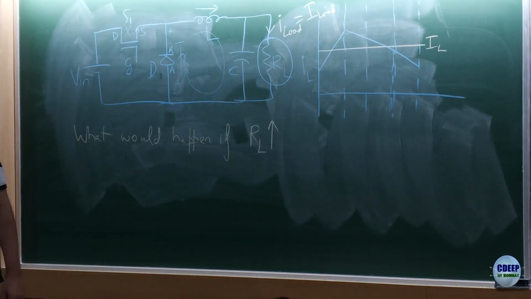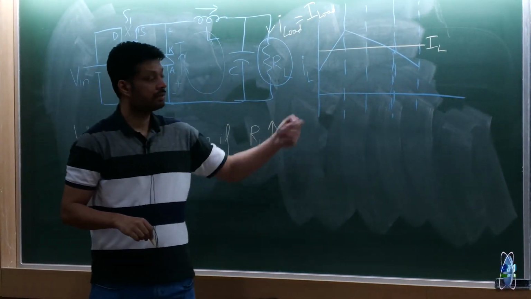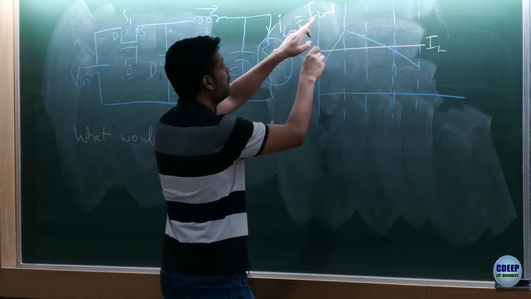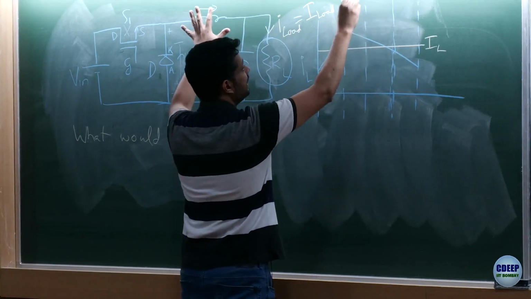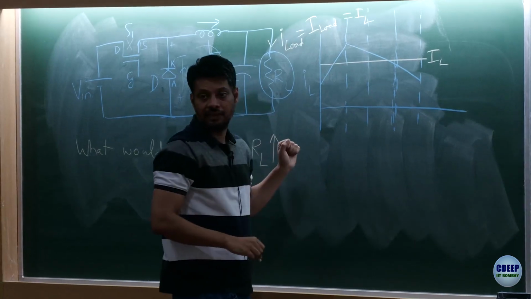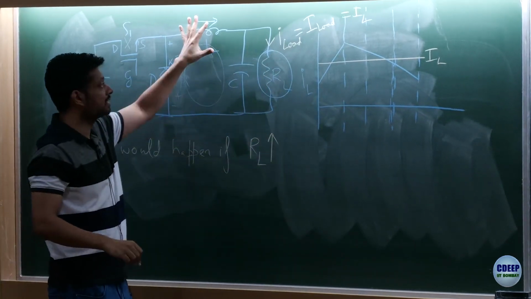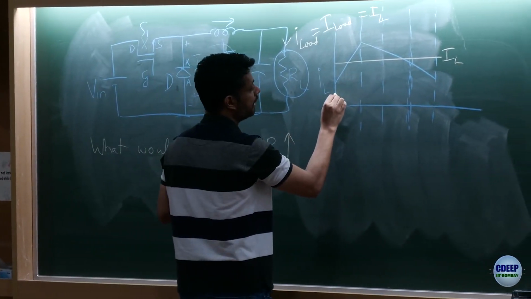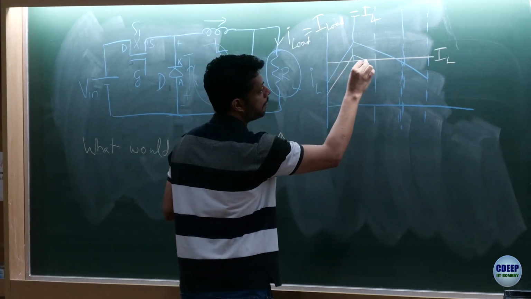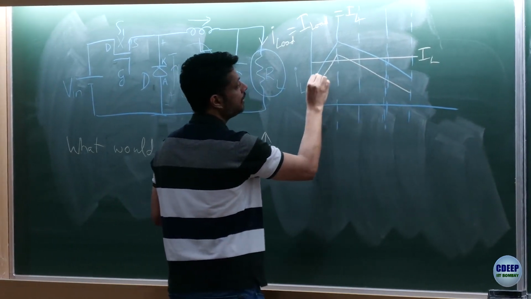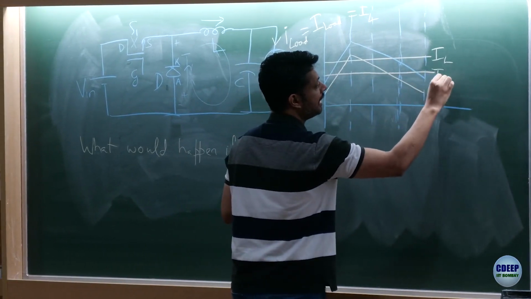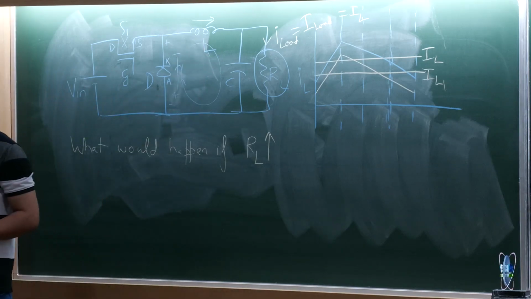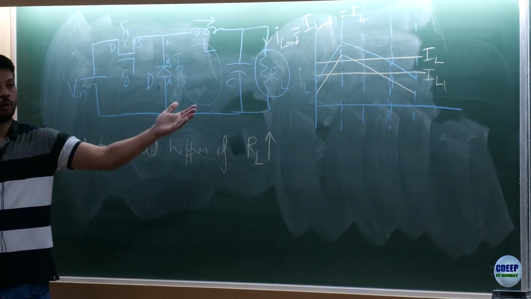If capital I load reduces, will this current change? This current will also change, because capital I load is equal to the average of the inductor current, and therefore if the load current reduces, the average inductor current also has to reduce. So your average inductor current will shift down with a new value of average. Let me call it IL1. Everything has shifted down. Does the output voltage also change?